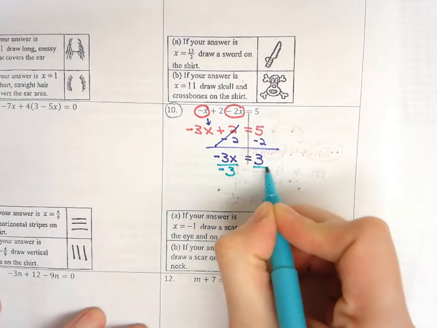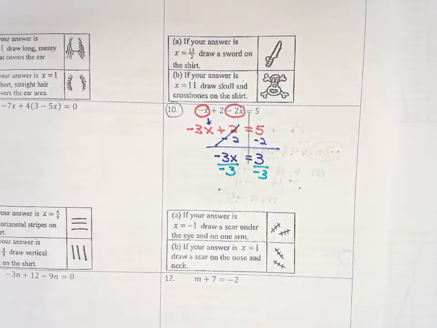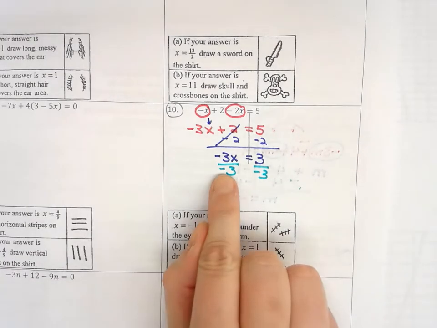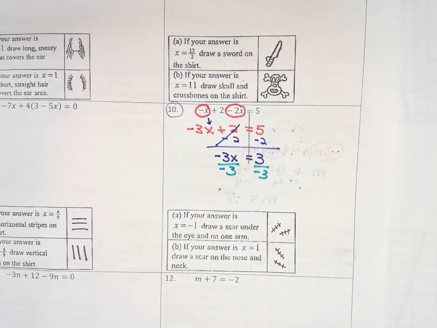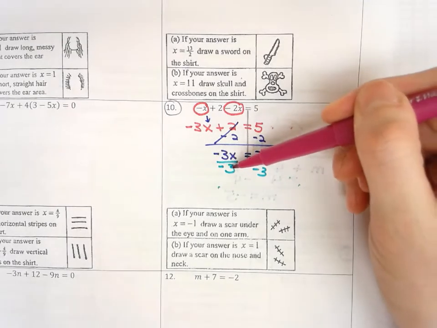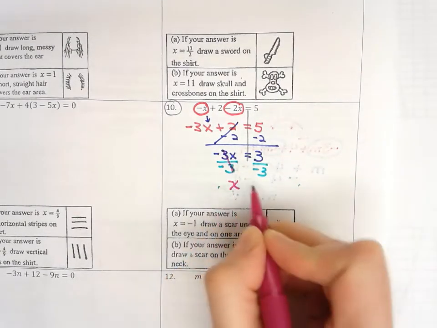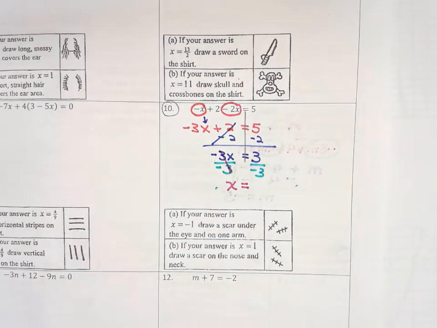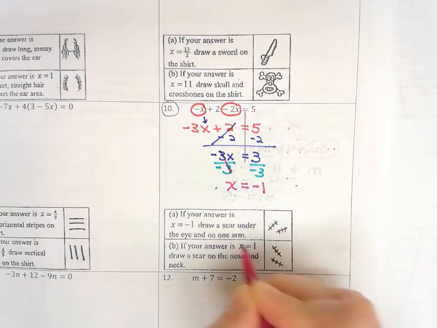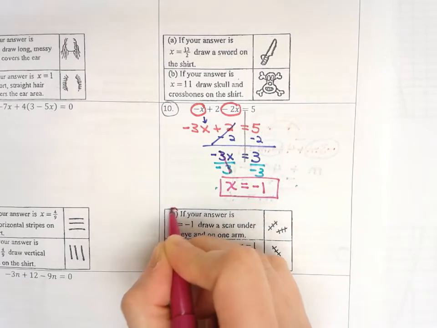Now when you add or subtract, use the opposite sign, but when you divide, you keep that negative sign with it. And the reason that works is negative 3 divided by negative 3 is positive 1x. So we're not writing the 1, but it is actually still there. And then if you do 3 divided by negative 3, that gives us negative 1. So that means the answer for this one is A.